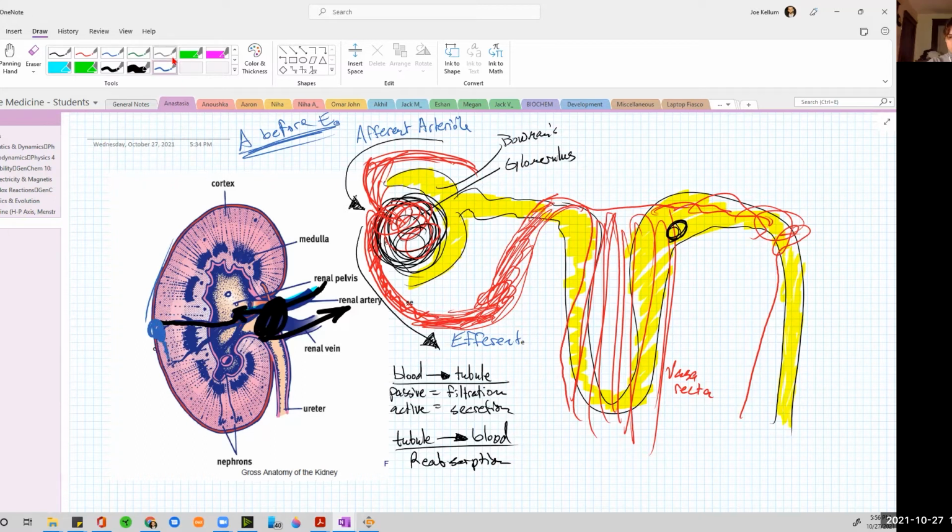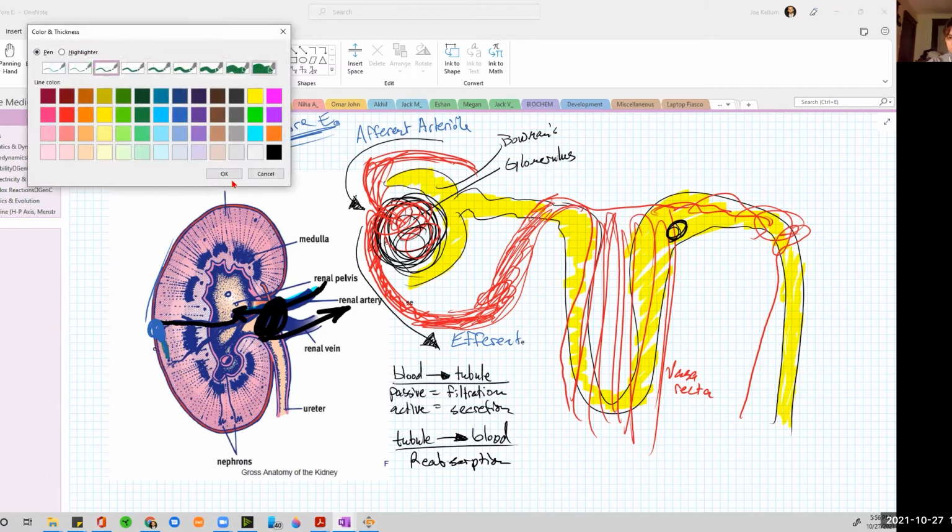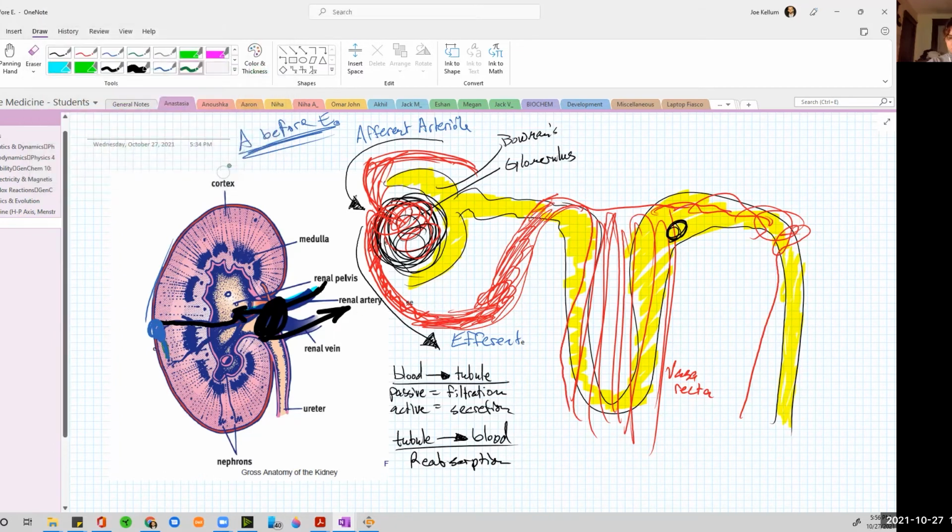Can you even see this? I don't know if I'm able to draw it well or not, but it's going along right there. And then the loop of Henle dives down really, really deep, all the way into the kidney's medulla. And then it comes all the way back up. And then you've got the distal convoluted tubule and then the collecting duct. And the collecting duct is continuous with the urinary system, right? So the ureter, all of that stuff.